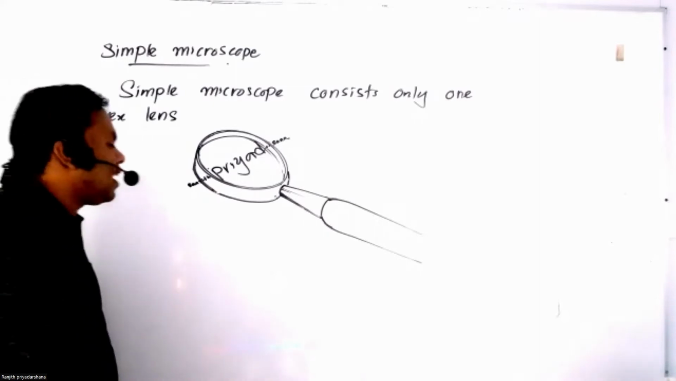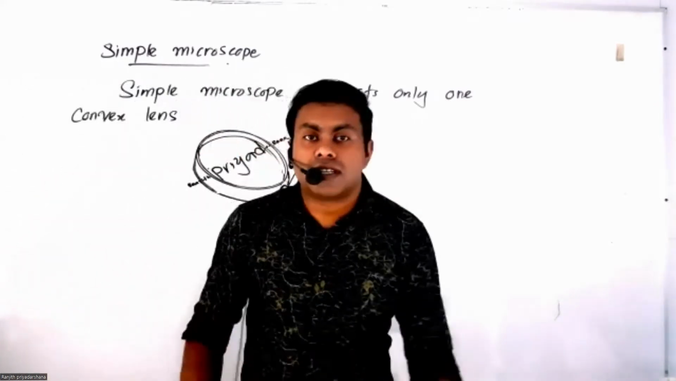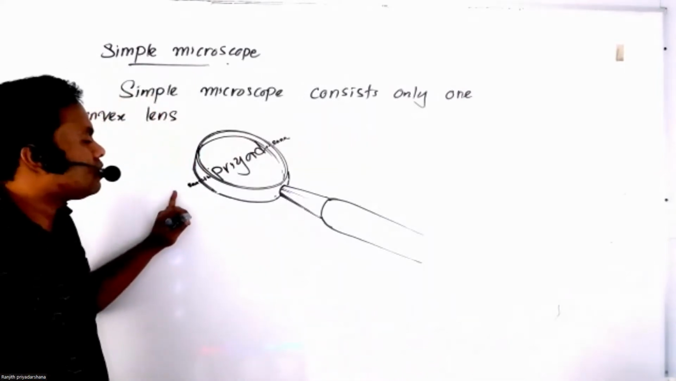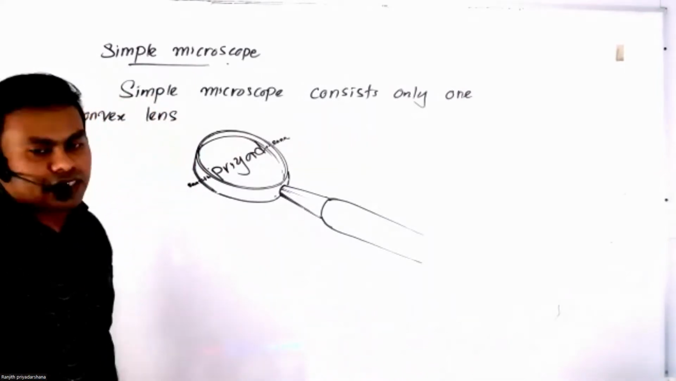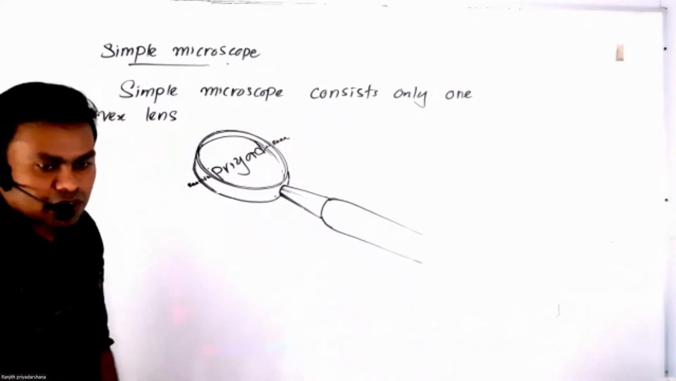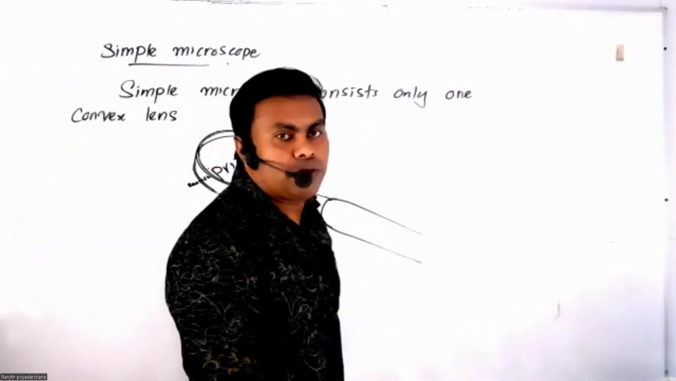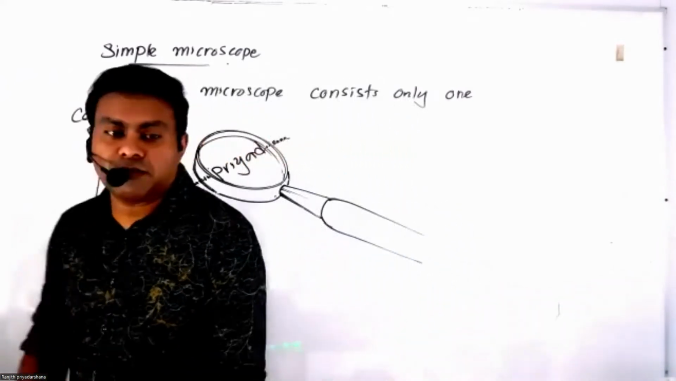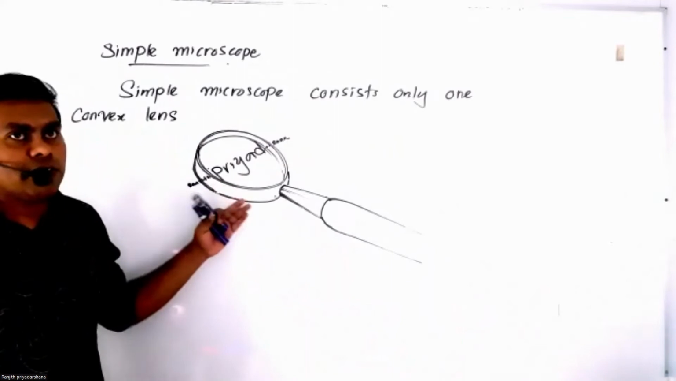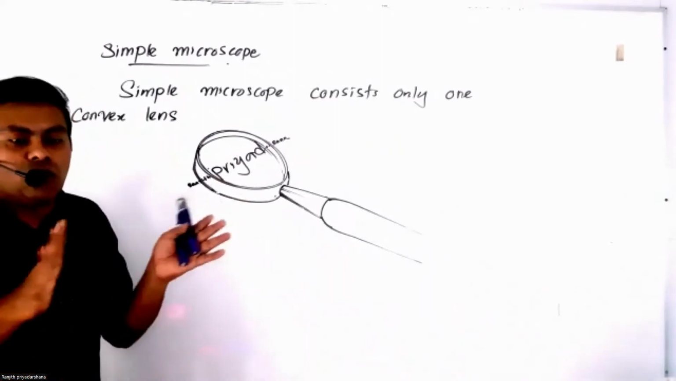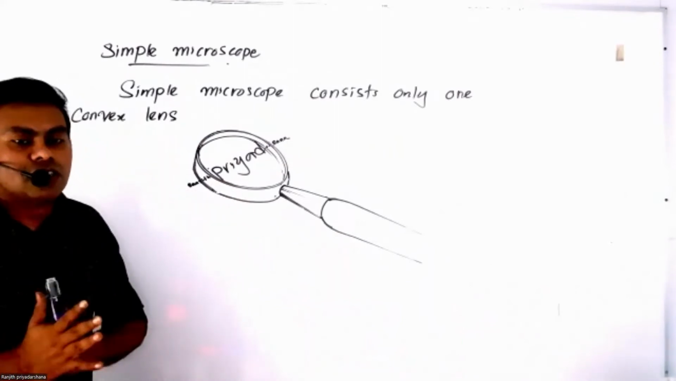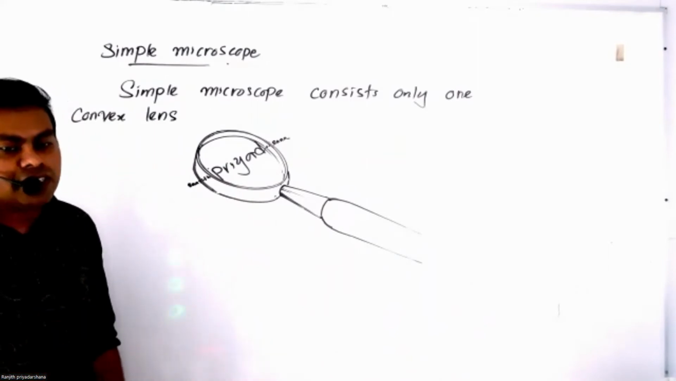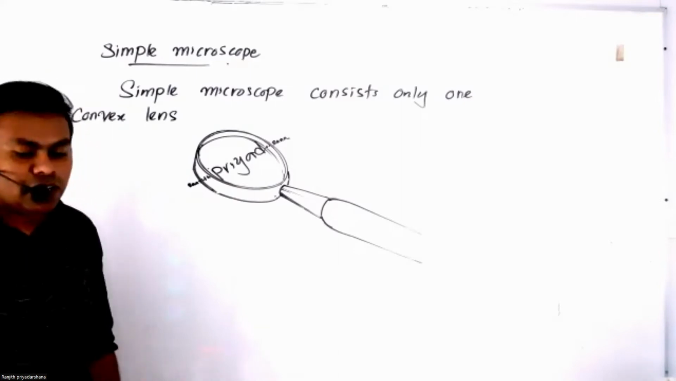Okay, so this is the action of a convex lens as a magnifying lens. I demonstrate the behavior of light rays to make it a magnifying lens. How do these light rays behave? Okay? I think all of you have drawn this.